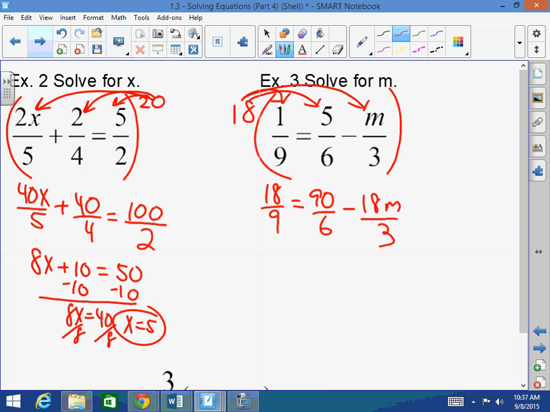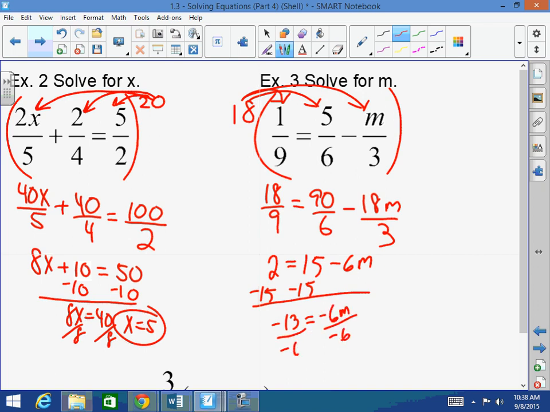Now let's simplify. Let's make our lives easy. 18 over 9 is 2. 90 over 6, I believe, is 15? Yeah, 15. And negative 18m over 3 is negative 6m. Now I've got a two-step equation. Subtract 15 to both sides. We've got negative 13 equals negative 6m. Divide by negative 6. And m equals 13 over 6, or 2 and 1/6.